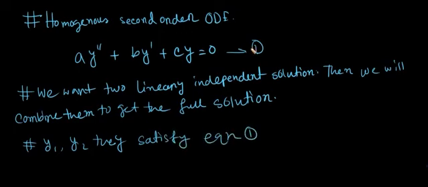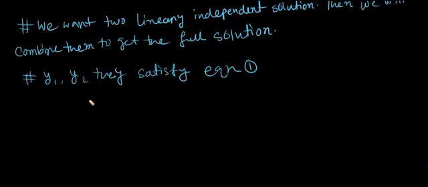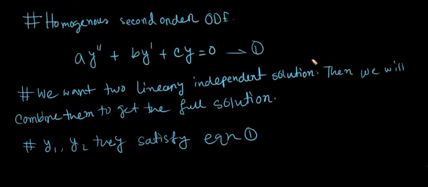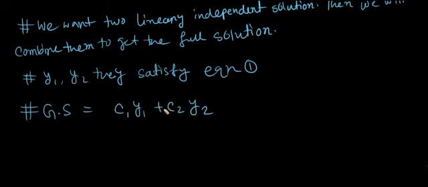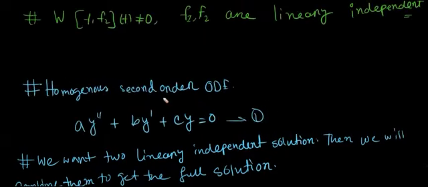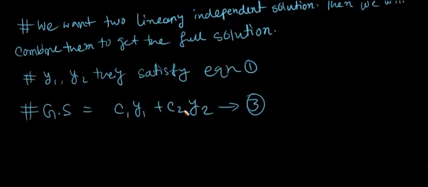So if you just put y1 and y2 over here, you can see that this equation will be satisfied. That's what we are assuming, right? But we want to write the general solution, which can be written as some arbitrary constants c1 y1 and c2 y2. And if you put this, let's call it 3, into 1, you will see that this will decouple.